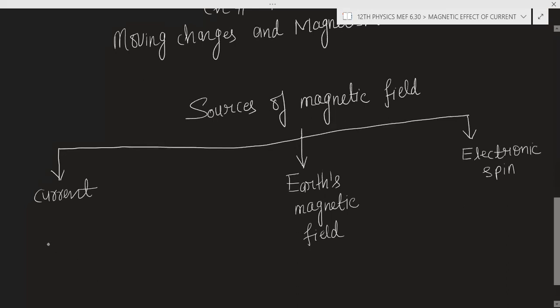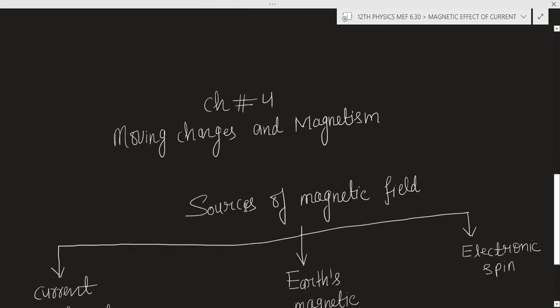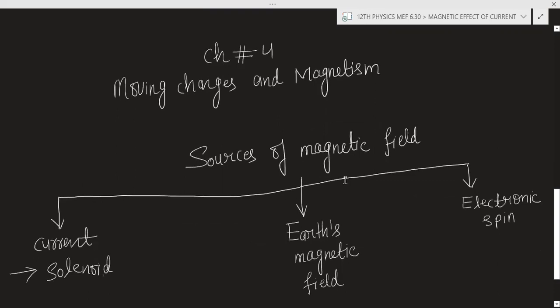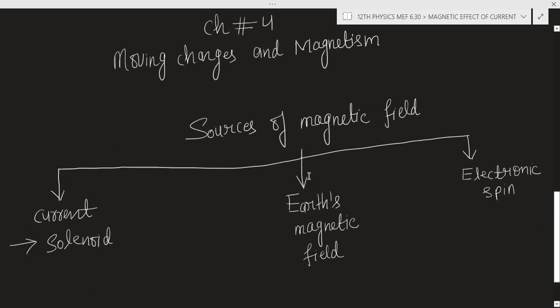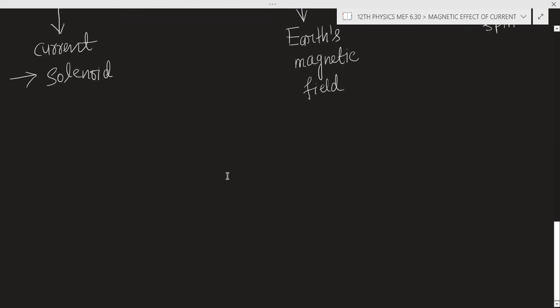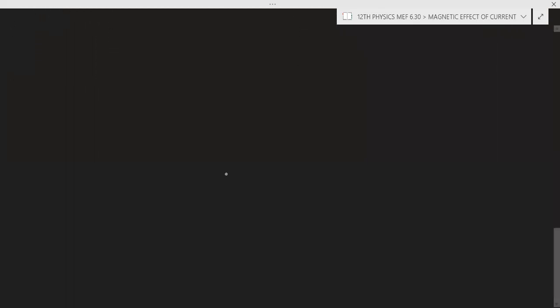For current, there are devices, like the solenoid. Okay, fine. So these are the sources from where you can get the magnetic field. Now, what is the magnetic field? This we will discuss.